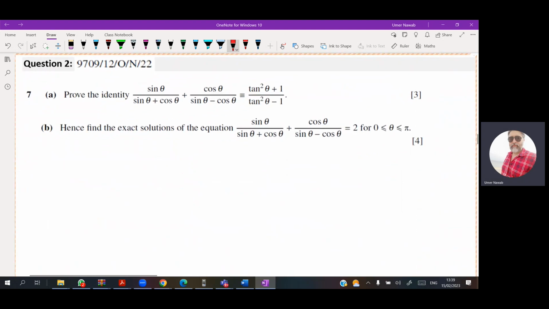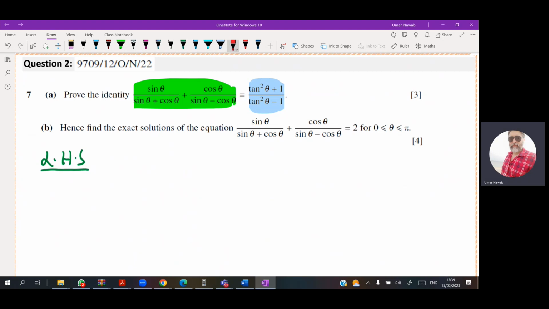Now I go to question number 2. Again, the examiner has given me an identity to prove. Identity means the left-hand side has to be proven equal to the right-hand side. So I'm going to write my left-hand side here in front of you.